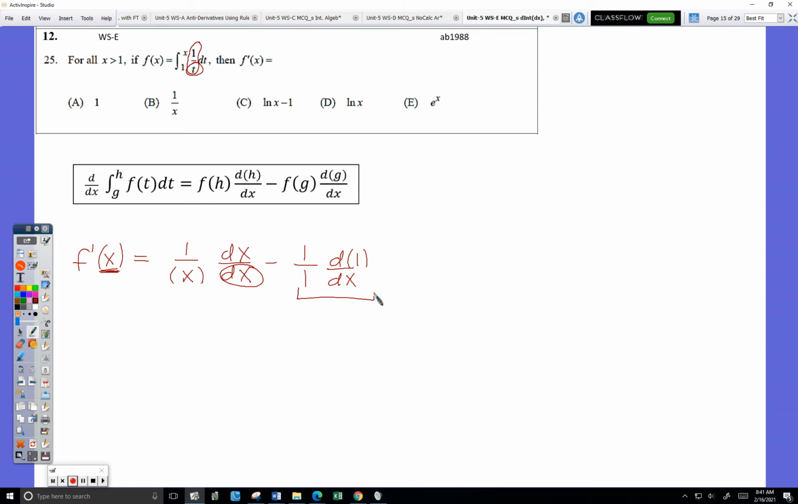But that's equal to 0 because this is equal to 0. That's equal to 1. Hence, the derivative of the integral is just 1 over x. Show me your hands if that's what you got. 2 points. Questions? Cool.